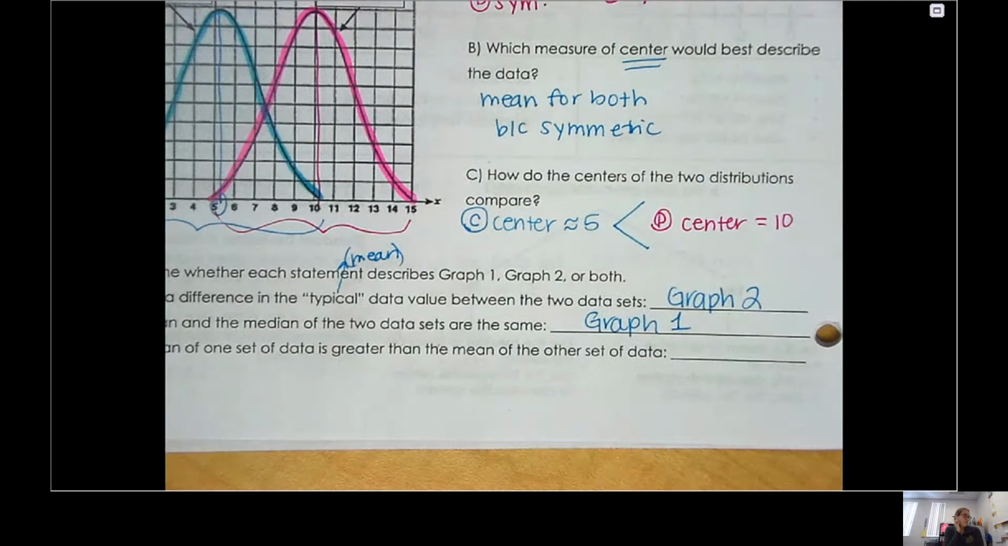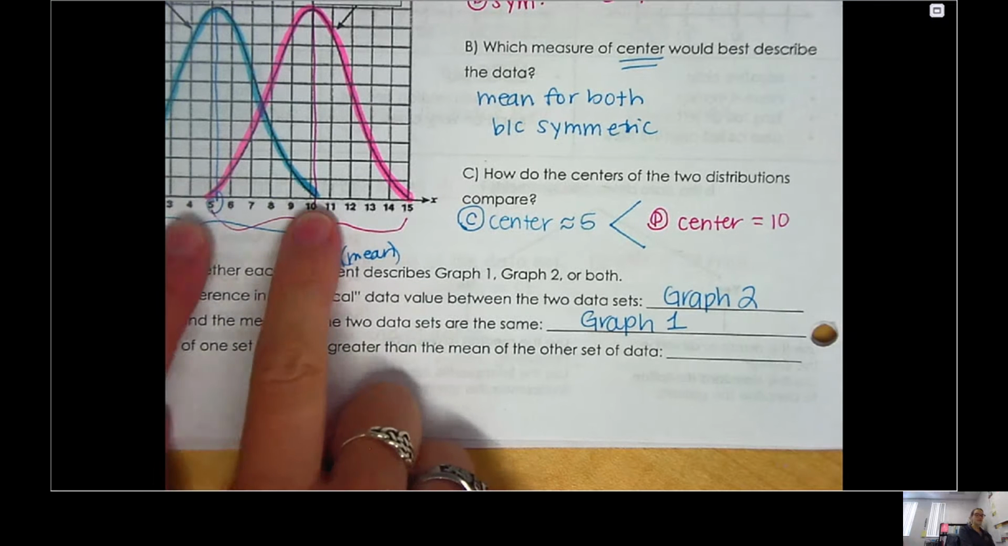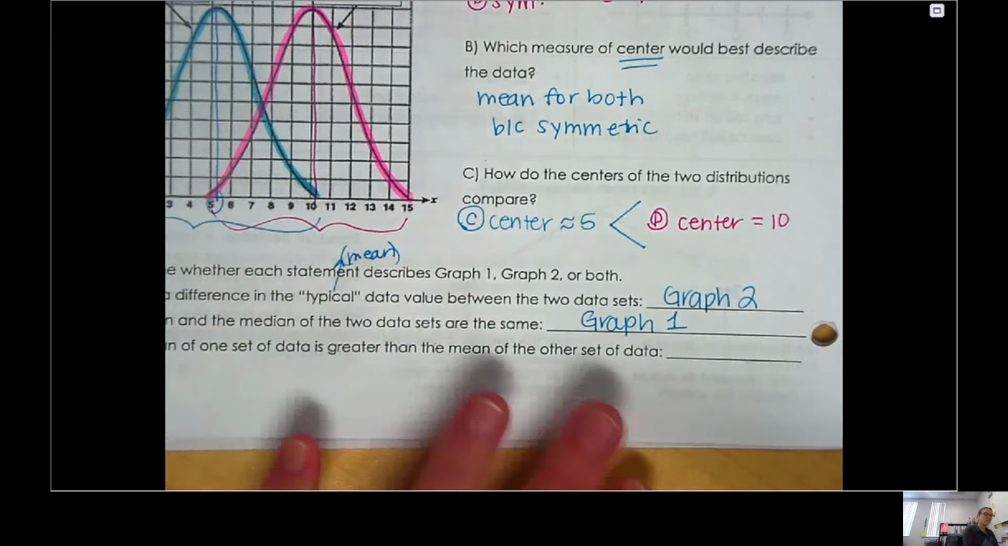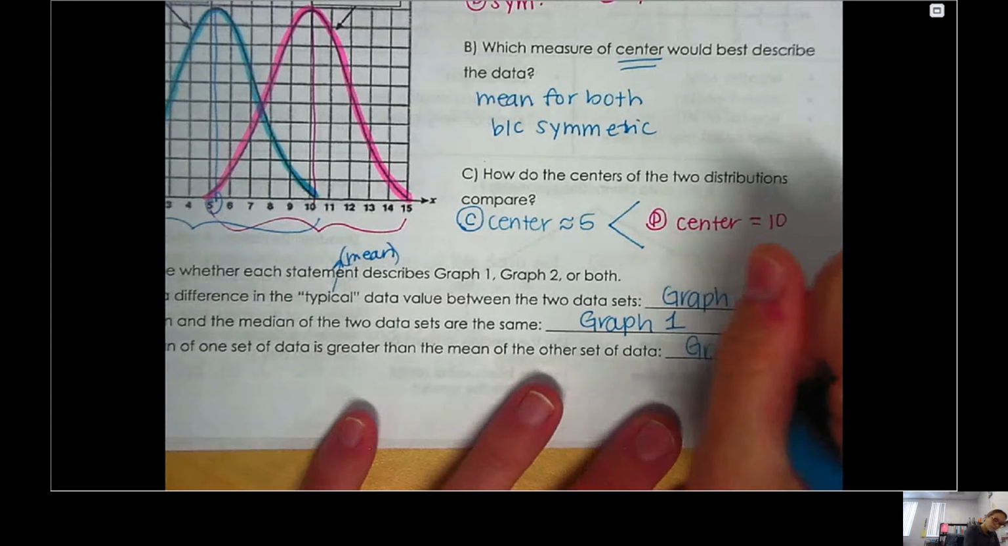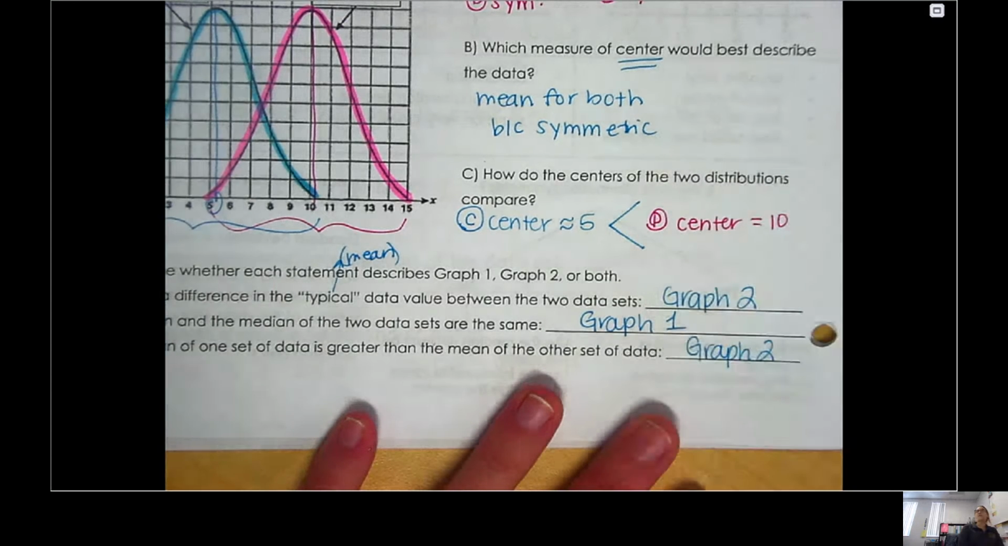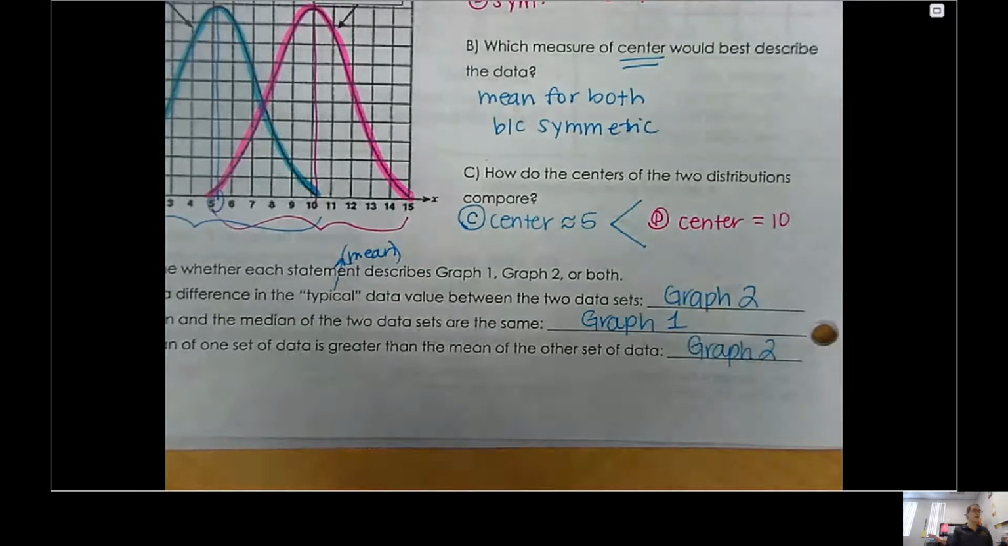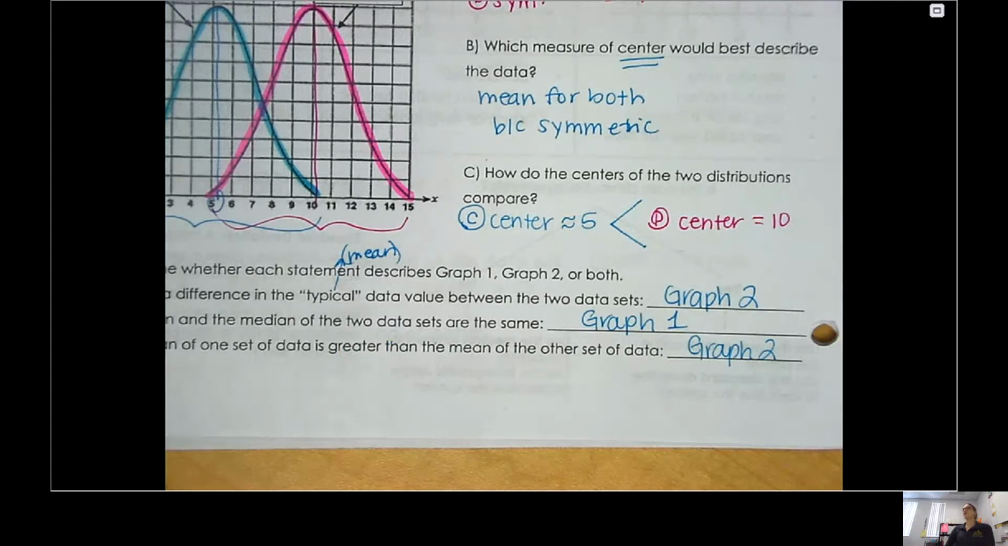Okay, last one. The mean of one set of data is greater than the mean of the other set of the data. Which graph has different means? Graph 2. Yep, our centers, those are our means. They're at different spots. So that's graph 2. There you go. You have now figured out distributions.